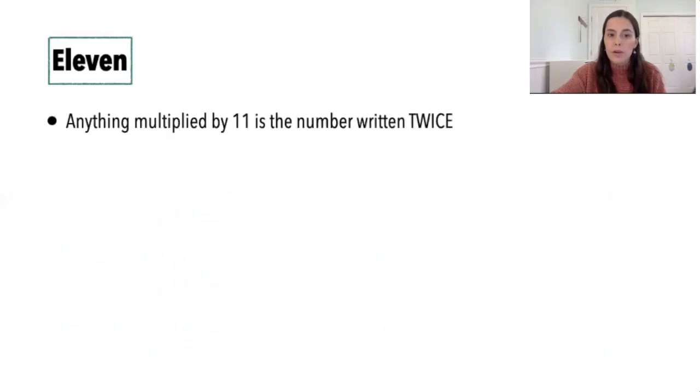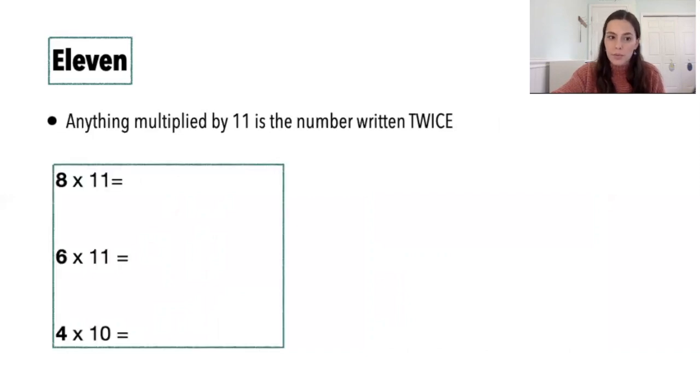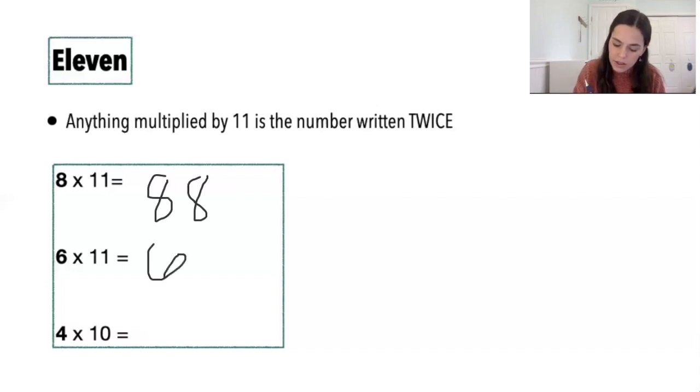11s. Anything multiplied by 11 is the number written twice, which I think is pretty cool. 8 times 11, all you do is write your number, which is 8, twice. So 8 times 11 is going to be 88. Then in the next problem, you have 6 times 11, so you just write 6 twice, so you'll have 66. The next problem, you'll have 4 times 11, which is 44. I miswrote this, so this is supposed to be an 11.